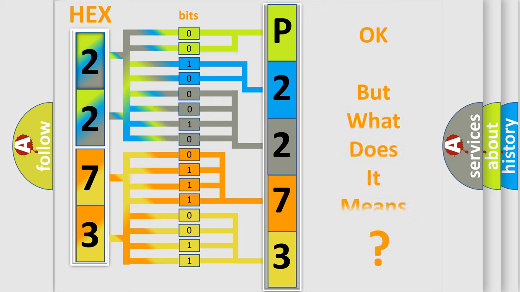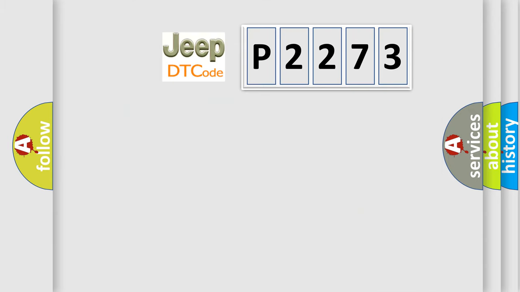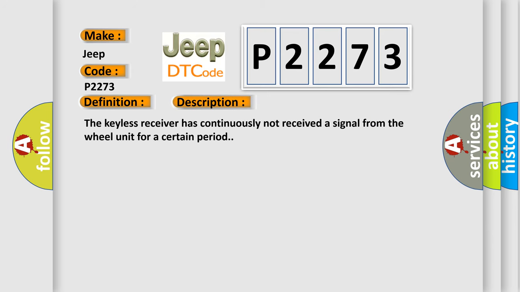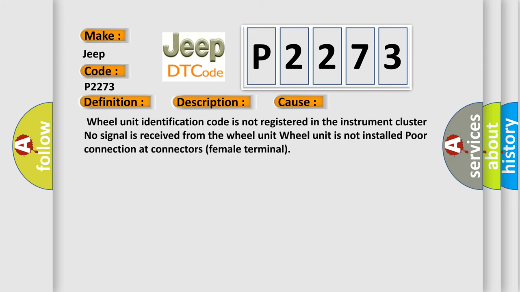The number itself does not make sense to us if we cannot assign information to what it actually expresses. So, what does the diagnostic trouble code P2273 interpret specifically for Jeep car manufacturers? The basic definition is wheel unit number 4 no response. And now this is a short description of this DTC code. The keyless receiver has continuously not received a signal from the wheel unit for a certain period. This diagnostic error occurs most often in these cases: wheel unit identification code is not registered in the instrument cluster, no signal is received from the wheel unit, wheel unit is not installed, poor connection at connectors, female terminal.